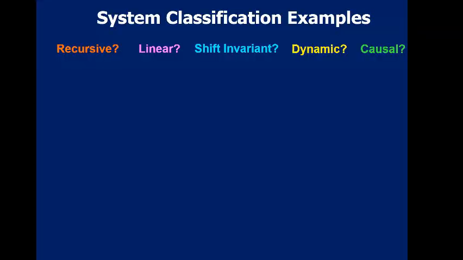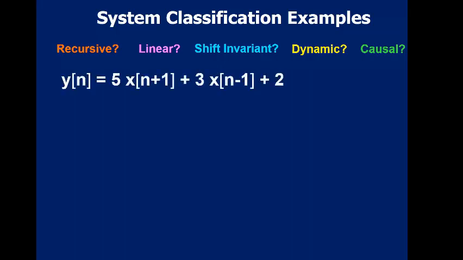So here's a couple examples. Let's talk through these, and go ahead and unmute yourself and give me what you think the answer might be. Here's a difference equation. y of n equals 5x of n plus 1 plus 3x of n minus 1 plus 2. First off, is that a recursive system? It's not recursive. Right. We're looking for y of n minus things, previous y output. So it's not recursive.